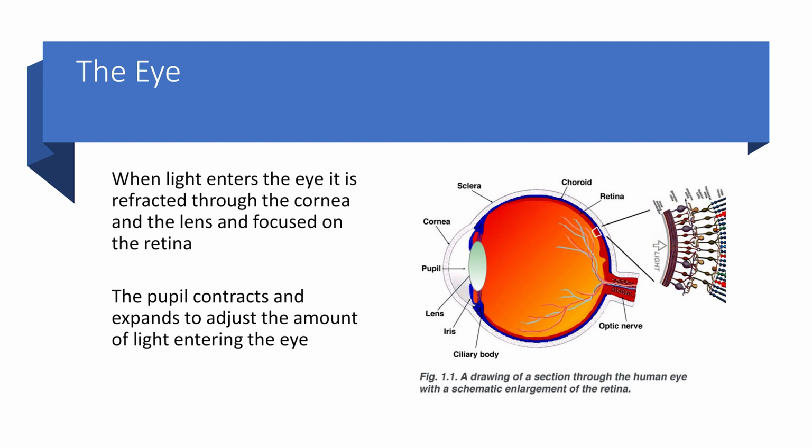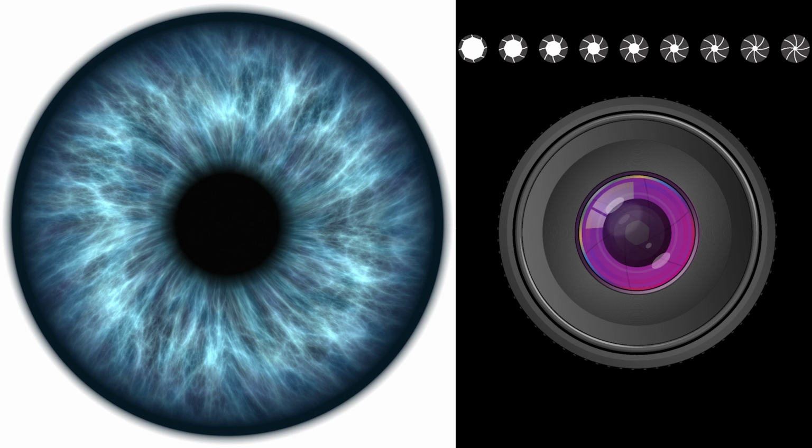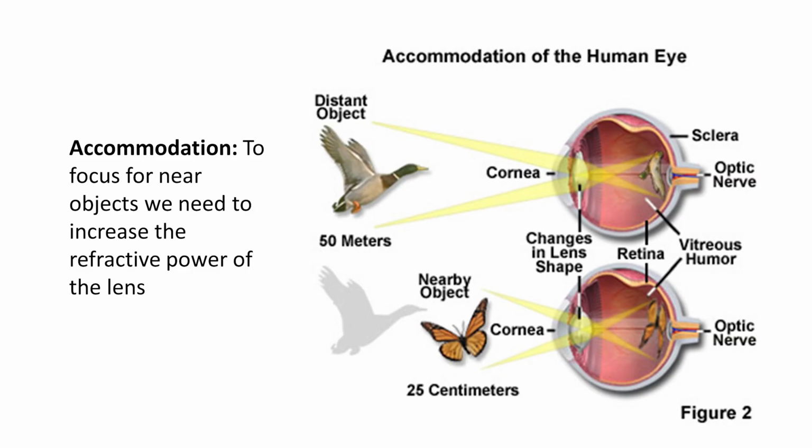When light enters the eye, it's refracted through the cornea and the lens and then focused on the retina. The pupil contracts and expands to adjust the amount of light entering the eye, acting similar to the aperture of a camera lens. If you're a photography nerd, you'll be impressed to know that the pupil can adjust for a staggering 30 stops of light.